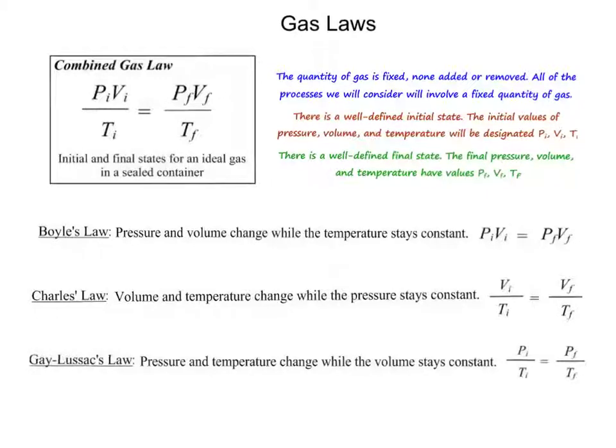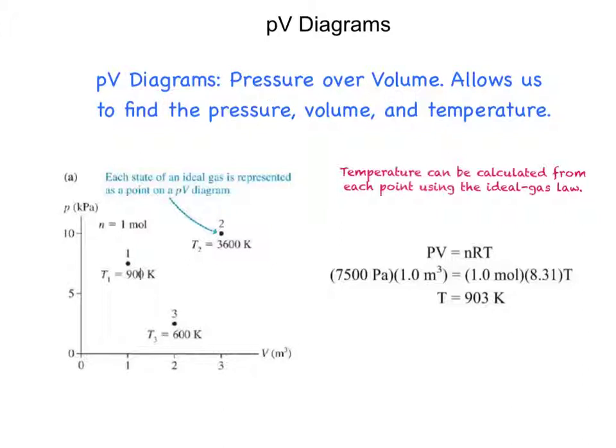Let's take a look at one. A PV diagram stands for pressure over volume. These diagrams allow us to find the pressure, the volume, and the temperature of a gas at any point. What I mean is, on a PV diagram, each point on the graph represents a single unique state of that gas. Now, even though each point represents only the pressure and volume at that point, because we know the ideal gas law, we could figure out the temperature. So each point on a PV diagram actually represents a triplet of values: the pressure, the volume, and the temperature, specifying the state of that gas.